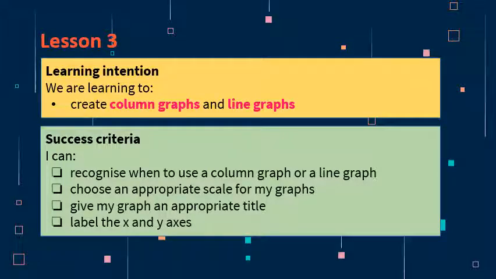So we're going to learn how to create column and line graphs, and recognize when it's appropriate to use a column graph or a line graph. There are situations where it's better to use one or the other. Choose an appropriate scale for your graphs, so important. We'll look at that in a moment as well. Give your graphs a title which is appropriate, and also label both the X and Y axes.